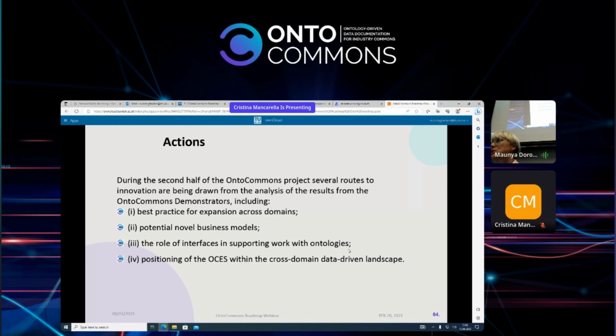And also the positioning of the OSAS within the cross-domain data-driven landscape. We will show you also on Friday some breakthroughs that we've had with expanding OSAS into other domains or combining it with other capabilities. So I think we're seeing some of the first results from some of these investigations of combining these ambitions with some of the actual things that are happening within OntoCommons. Thank you. Thank you, Michaela.